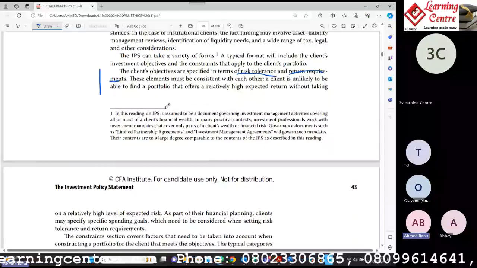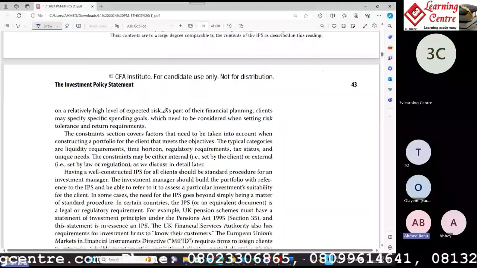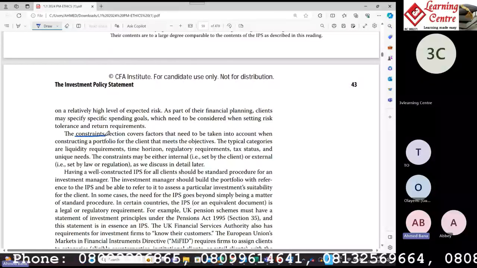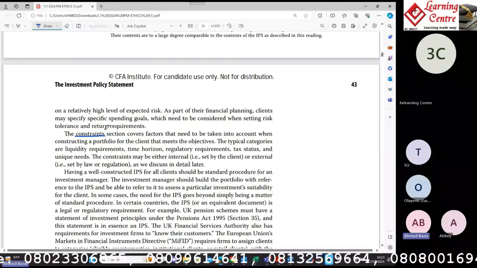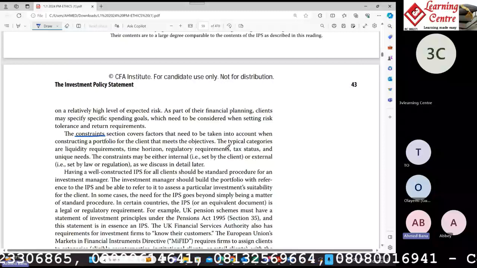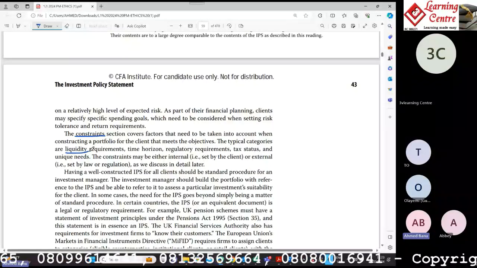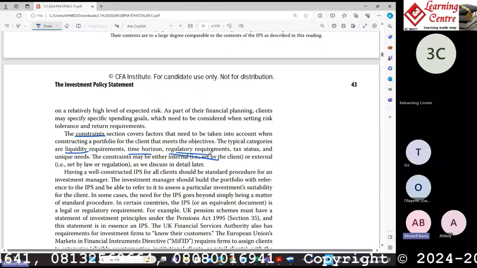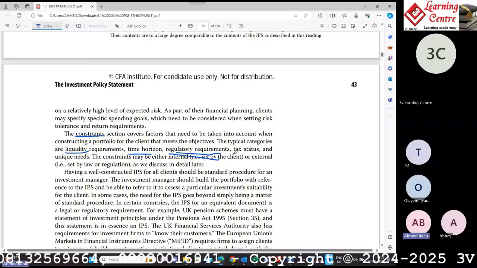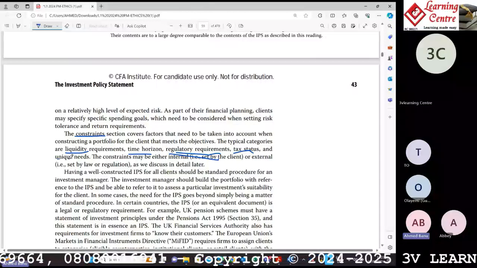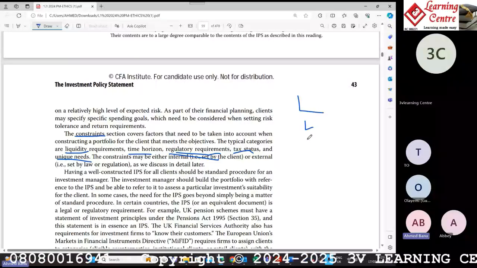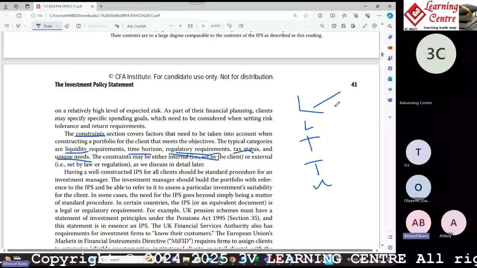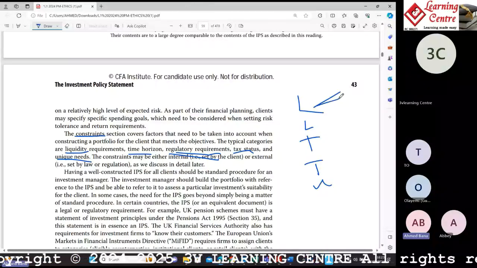Then, like I've mentioned, also in it, you have what we call the constraints. And what we've been able to do in the investment world is to categorize these constraints into 5 buckets, which are your liquidity constraints, your time horizon, your regulatory requirements, your tax status, and your unique needs. LLTCU.